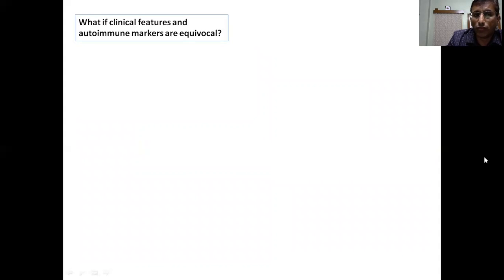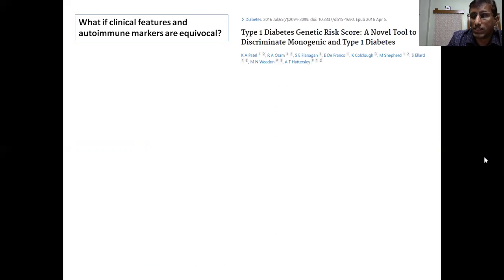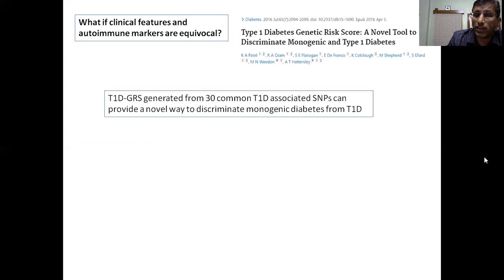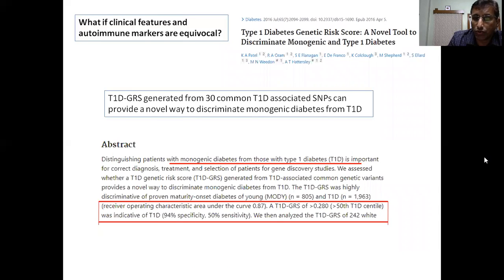So what if clinical features and autoimmune markers are equivocal? To answer this, the team from the Exeter Genetic Department looked at a novel way of discriminating monogenic diabetes and type 1 diabetes. What they did is they developed something called a genetic risk score from 30 common type 1 diabetes associated SNPs as a novel way to discriminate monogenic diabetes from type 1. I'll just put a short abstract here.